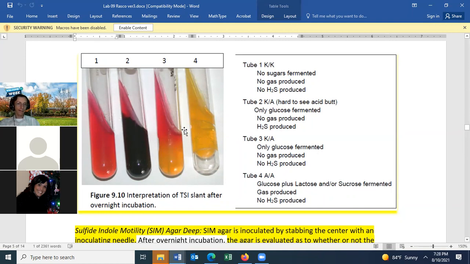Any questions about TSI? All right. You do not need to memorize everything about TSI. It might be a good idea to remember that it's not yellow if there's nothing fermented, and all yellow is both glucose and one other sugar is fermented, sucrose or lactose.